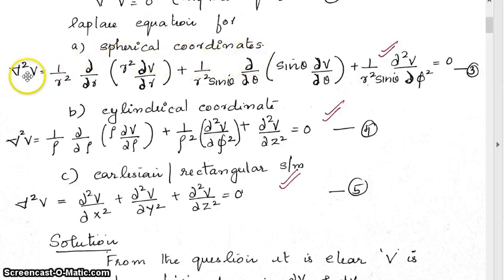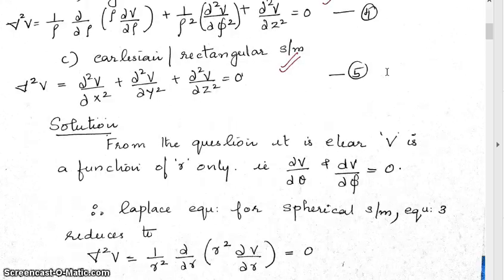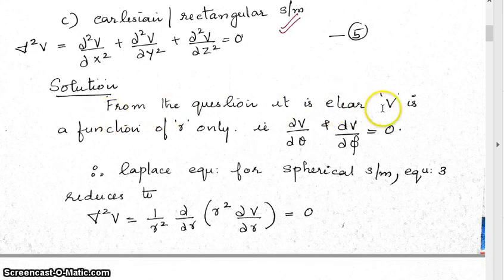You can find del square V is equal to 1 by R square dou by dou R into R square dou V by dou R, plus 1 by R square sin theta dou by dou theta of sin theta into dou V by dou theta, plus 1 by R square sin square theta dou square V by dou phi square. In this equation, the second and third terms will be equal to 0. From the question it is clear V is a function of R only, so dV by d theta and dV by d phi are equal to 0.